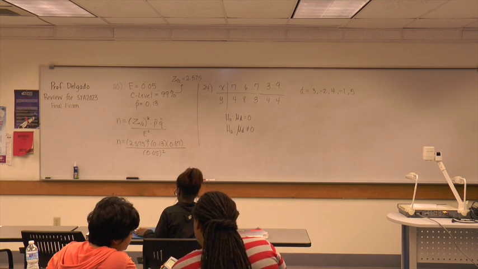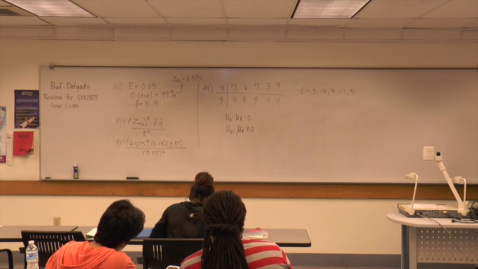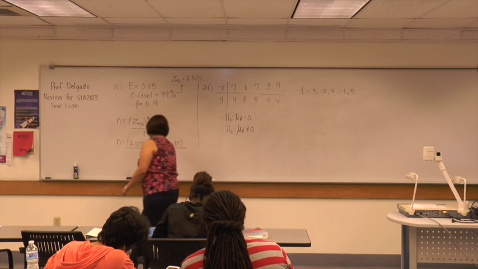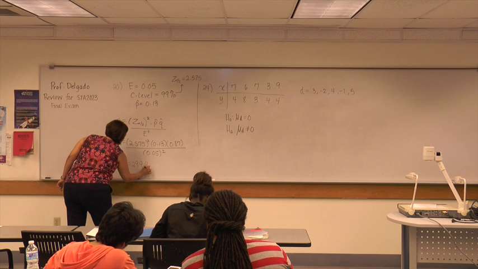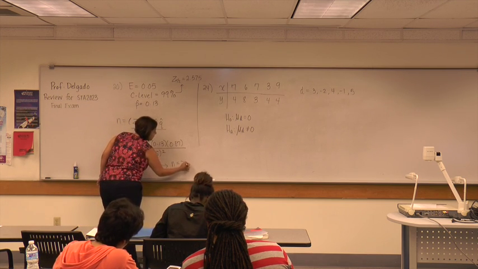How do you get that? 209.963. Yeah, I got 299.969-ish. So that means we need a sample of at least 300.